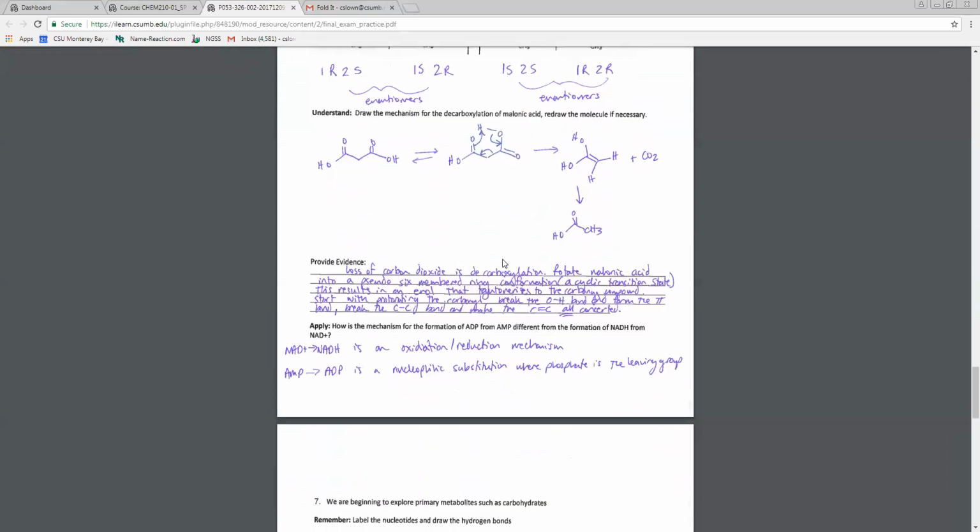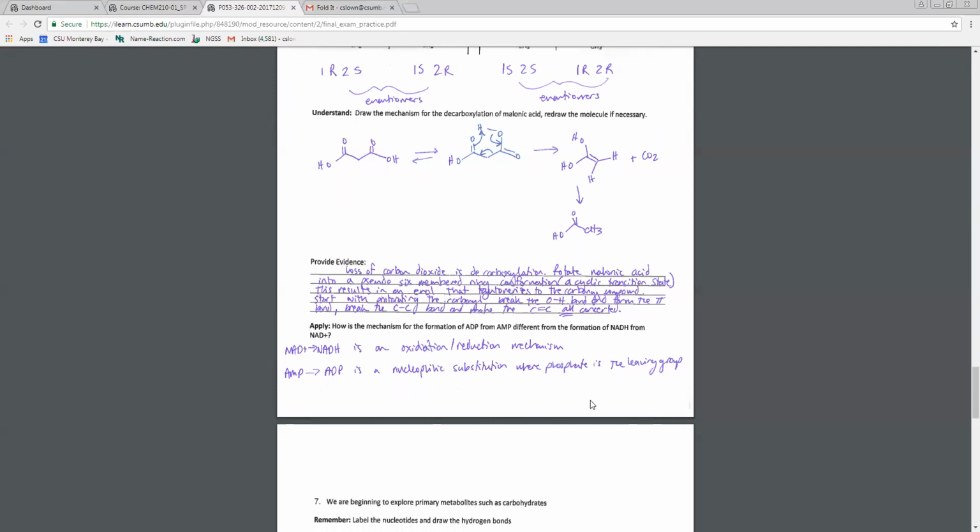Draw the mechanism for the decarboxylation of malonic acid. You can redraw the molecule if necessary. Again, this is more mental gymnastics than anything else. Remember that this process forms the enol, which then can be reverted, in this case, to the carboxylic acid, as well as CO2. So the loss of carbon dioxide is decarboxylation.